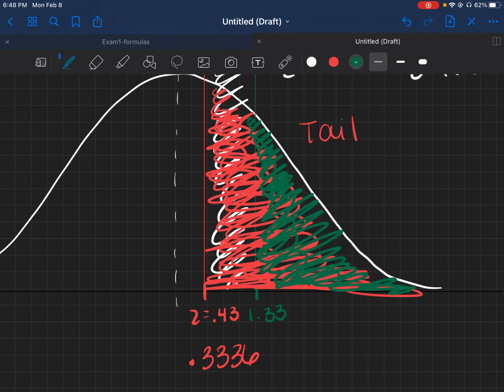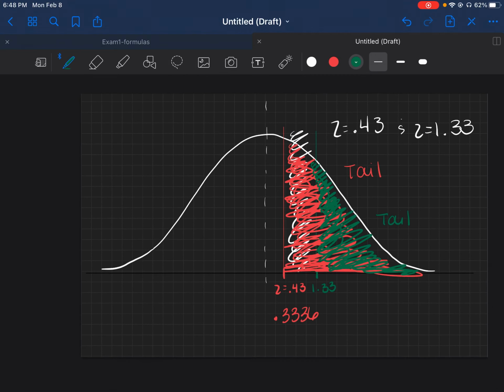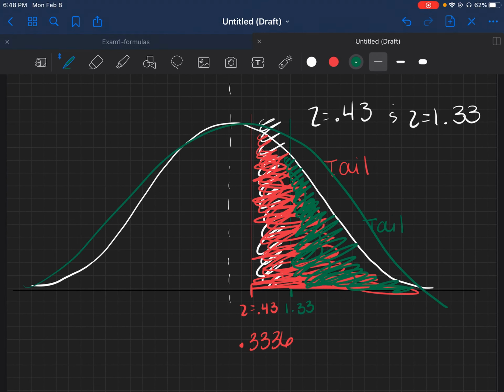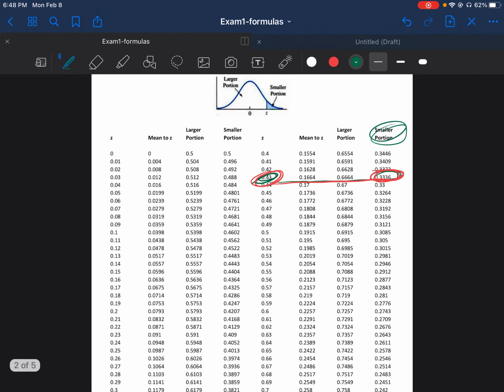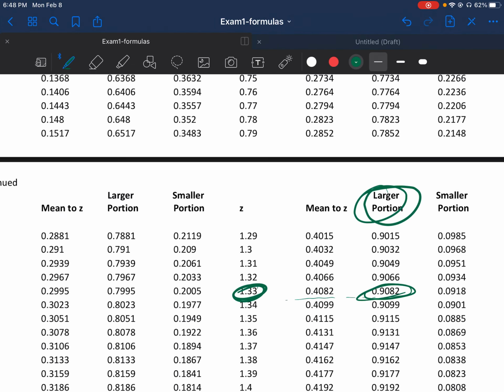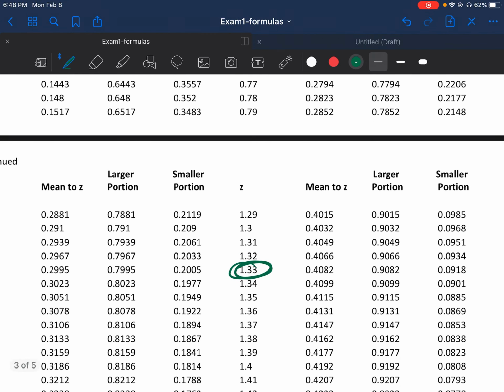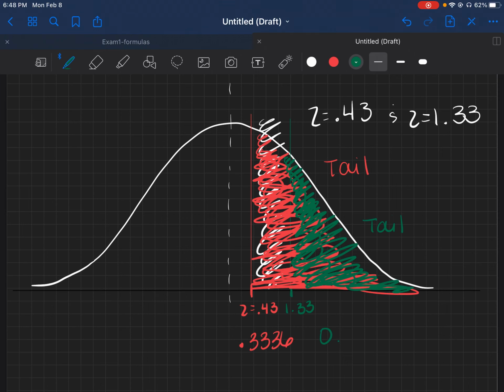Now I'm going to do the same thing for this section. I'm going to find the tail there. Again, smaller portion of the graph, so we're going to look in the smaller portion on the z table. Okay, so that was for a different problem here. So 1.33 in the smaller portion is 0.0918.